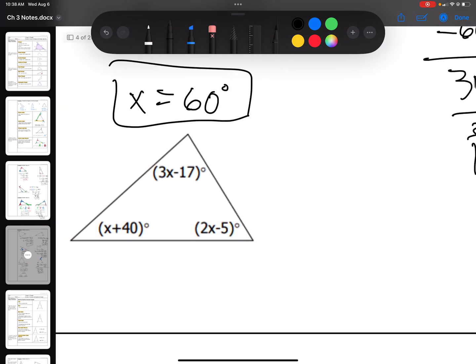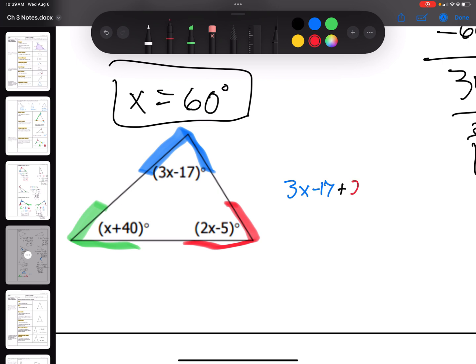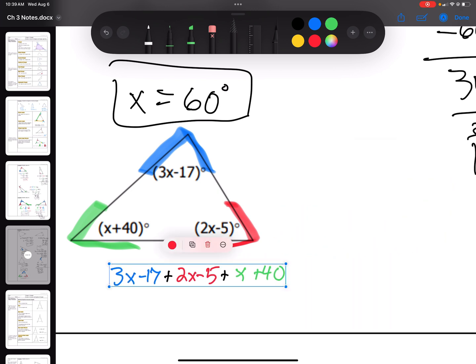Next one. Interior angle sum problem again. Now, since this one is a little more complicated, I'm once again going to color code it just so you can see. It doesn't matter if you do red plus green plus blue or blue plus red plus green. I'm just going to start off using the one angle plus the next angle plus the last angle. The interior angles of a triangle will always add up to, out of space, I'm going to write it down here, 180.